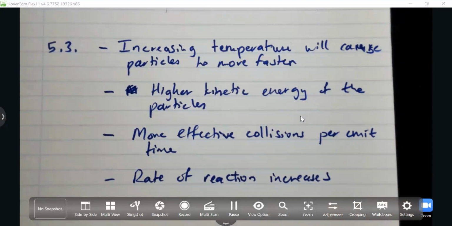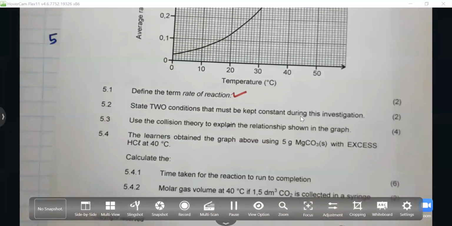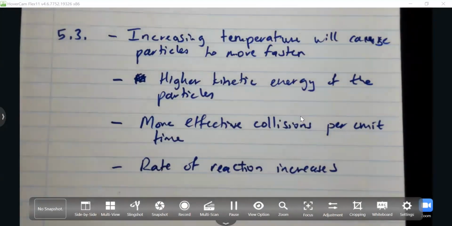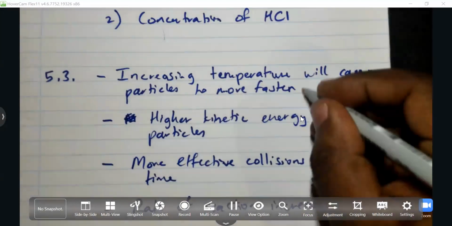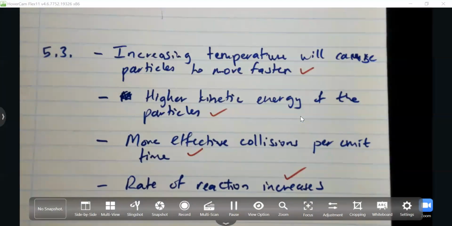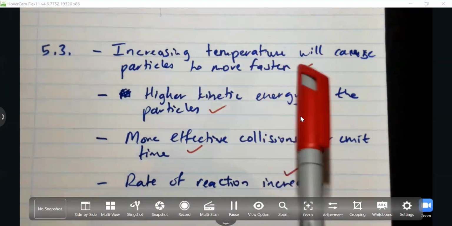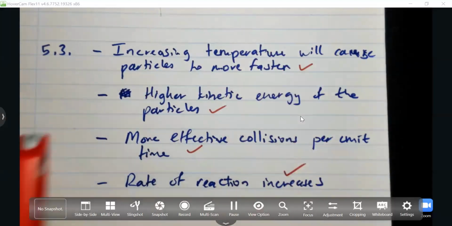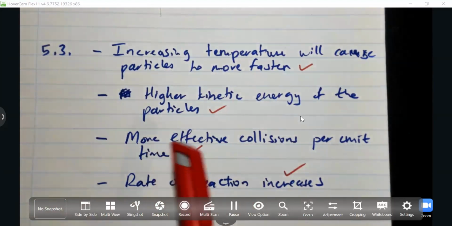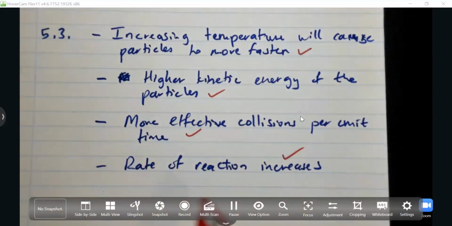Okay, let's see if we answered that question fully. So there's 4 marks, and I have 4 facts over there. So increasing the temperature is causing the particles to move faster. So the particles will have a higher kinetic energy. This will result in more effective collisions of the particles per unit time. And so the rate of the reaction increases, which is exactly what we are seeing on the graph.